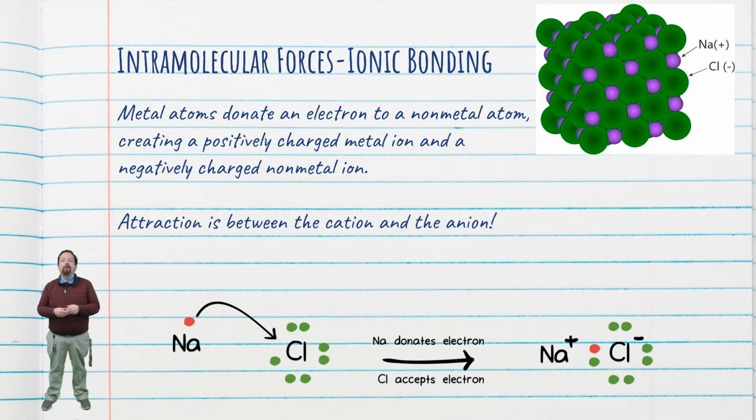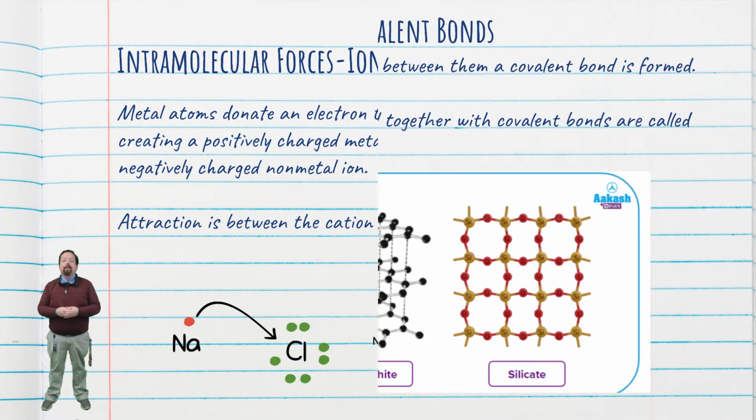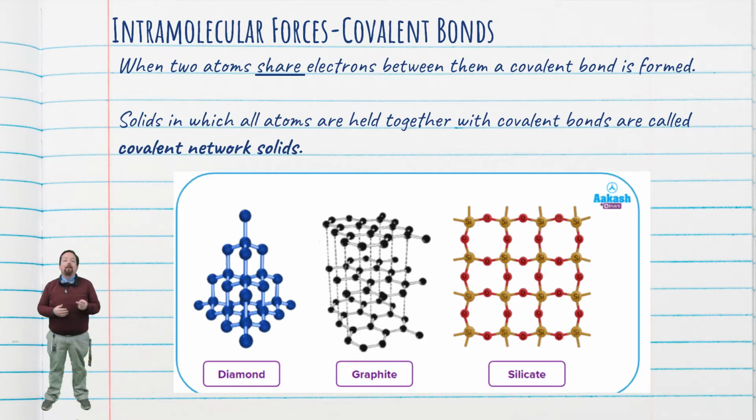Ionic bonding occurs when a metal atom donates its valence electrons to a nonmetal atom. The metal becomes a positively charged cation, and the nonmetal becomes a negatively charged anion. In ionic substances, the force that holds everything together is the attraction between the cations and anions, because opposite charges attract. Covalent bonds are formed when two atoms share the same pair of electrons.